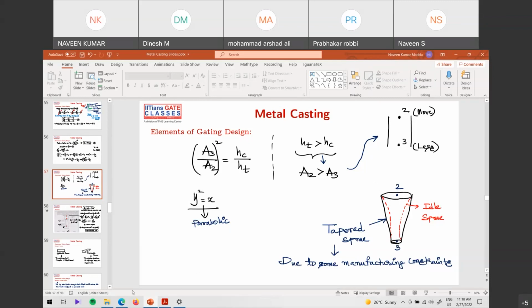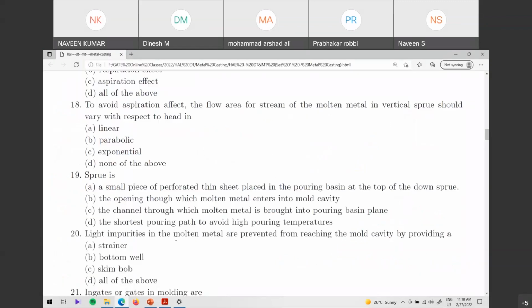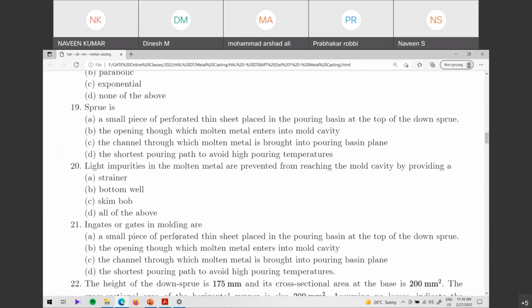Okay, fine, good, good. What about the 19th one? Come on. Read the question. Read the question properly. Read the options properly.